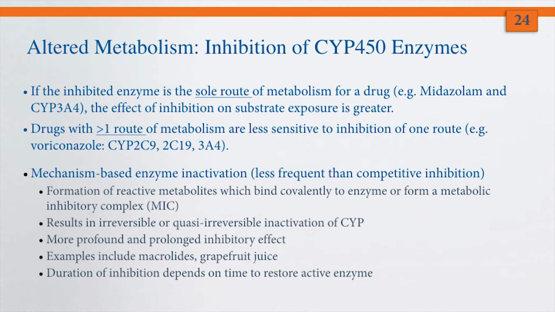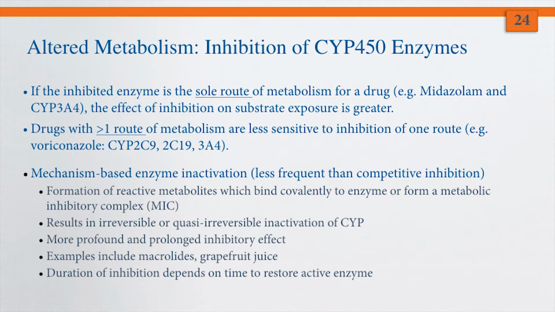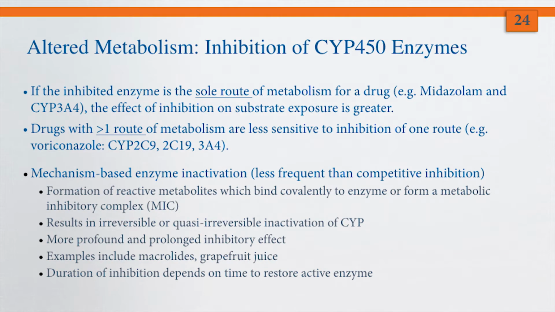So in general, if a substrate relies on only one metabolizing enzyme for its elimination, such as midazolam, which is extensively metabolized by CYP3A, it's only metabolized by CYP3A. It's its sole route of metabolism. So if you inhibit that route, there's a real profound effect on exposure. Contrary to that, there are drugs such as voriconazole that rely on many CYP450 enzymes, three in the case of voriconazole. So if you inhibit CYP3A, it still has other routes by which it can be eliminated. So there's less of an impact on voriconazole when you inhibit one particular route. We talked about competitive-based inhibition, but there's also mechanism-based enzyme inactivation.